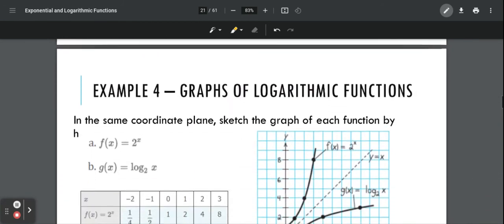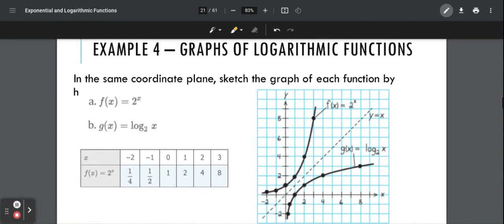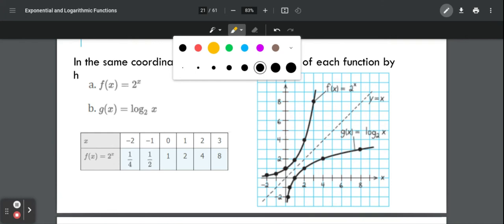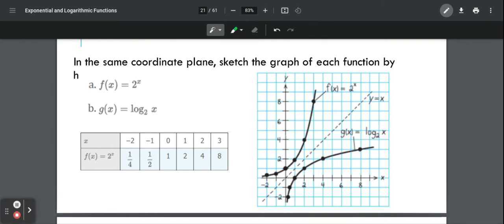So the graphs of logs are actually the inverses of exponential functions. So they're just the switching of the x and y. So if you look at this example, if we graphed 2 to the x, I'll go highlighter on this one. If we graph 2 to the x, you get this graph right here. And if we graphed the log base 2 of x, you get its inverse. So your x and your y values are switched.